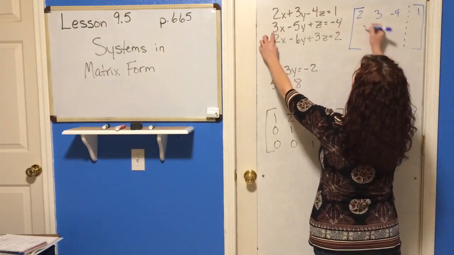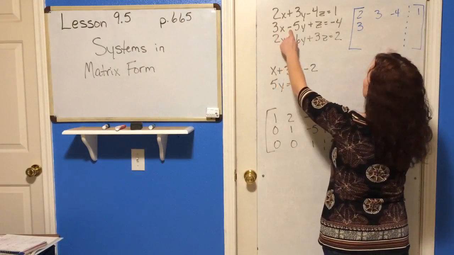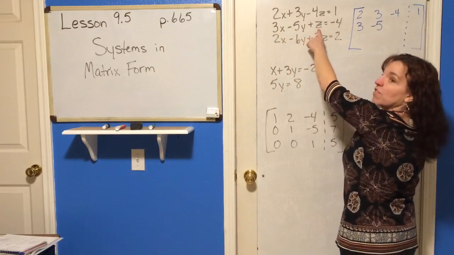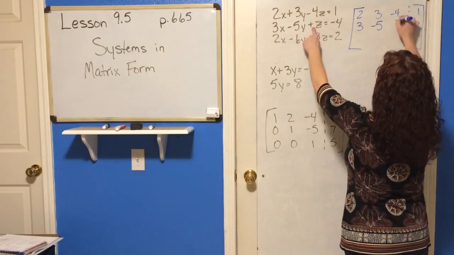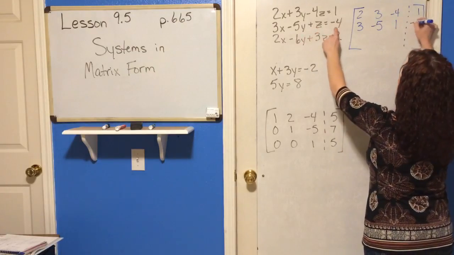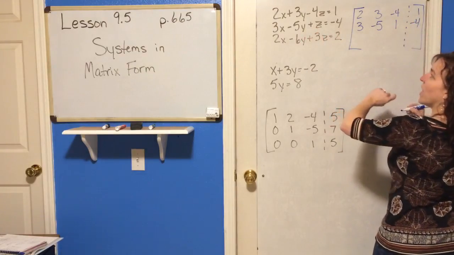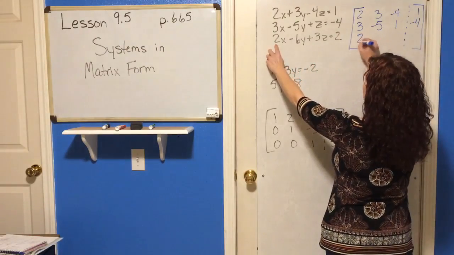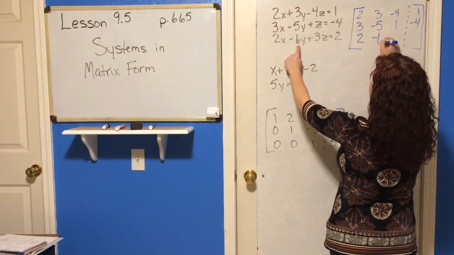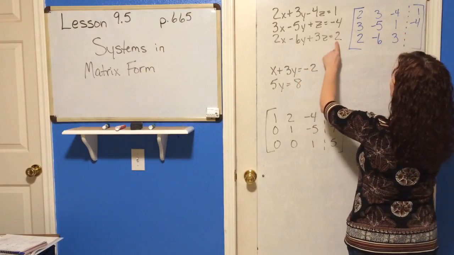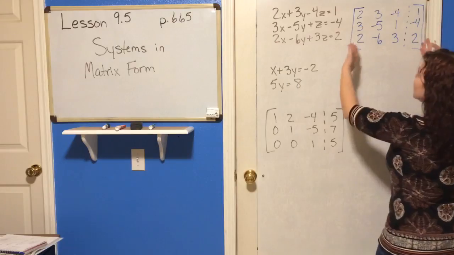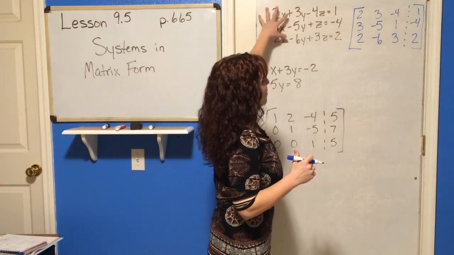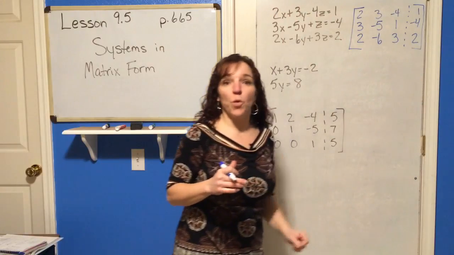So the second line is going to be 3, and don't forget the negative, -5. If there's not a number in front of the variable, then the number is 1. And the answer is -4. See if you can go ahead of me. See if you can do the last row before I do. All right, so your first number is 2. Second number is -6. Third number is 3. And your answer is 2. This is an augmented matrix. So this is this system of equations in augmented matrix form.